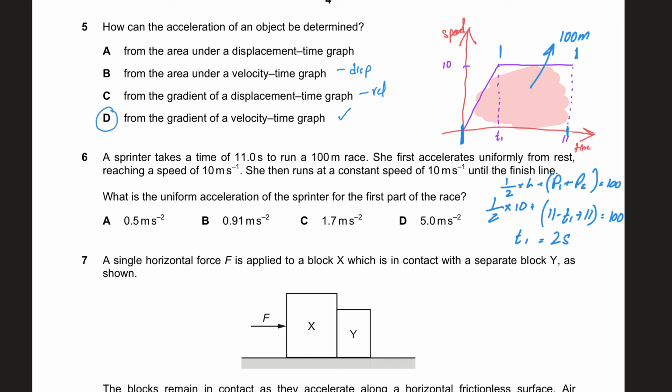So we've got this value here for t1. To find out the acceleration, we'll say change in velocity upon time. The sprinter went from 0 to 10. So the change in velocity is 10 upon the time, that is 2 seconds. The acceleration comes out to be 5 meters per second squared, hence option D.